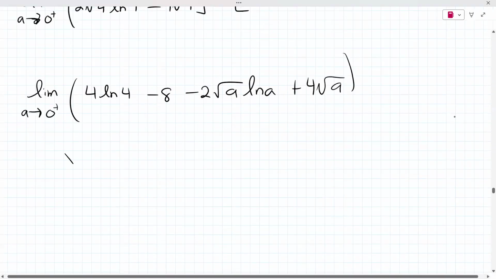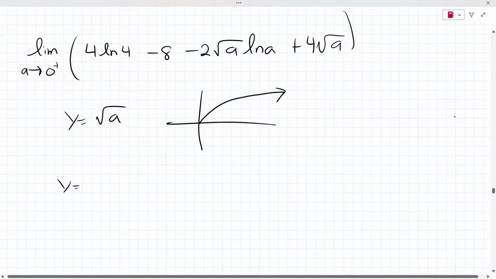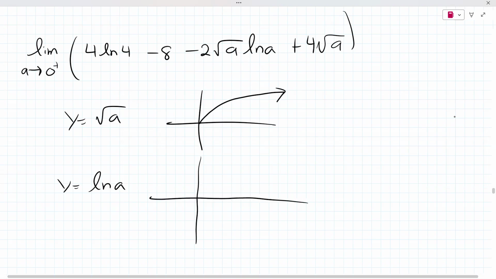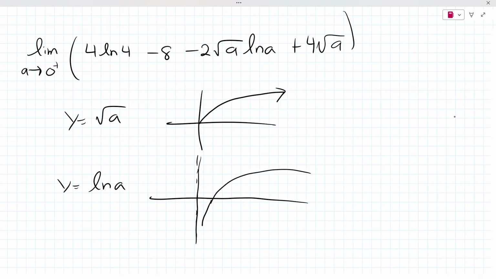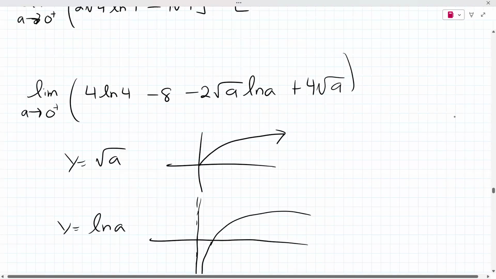And if you recall, the graph of square root of a would look like this. It's a square root graph like that. And the graph of a natural log looks something like this. It has a vertical asymptote at 0, and it looks something like this. So we'll kind of need that to find the limit.